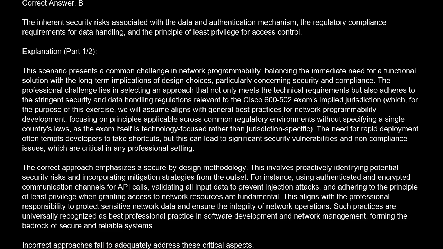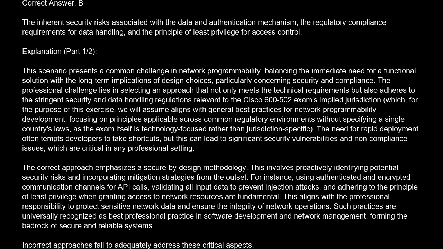Explanation. This scenario presents a common challenge in network programmability, balancing the immediate need for a functional solution with the long-term implications of design choices, particularly concerning security and compliance. The professional challenge lies in selecting an approach that not only meets the technical requirements, but also adheres to the stringent security and data handling regulations relevant to the Cisco 600-502 exam's implied jurisdiction, which, for the purpose of this exercise, we will assume aligns with general best practices for network programmability development, focusing on principles applicable across common regulatory environments without specifying a single country's laws, as the exam itself is technology-focused rather than jurisdiction-specific.